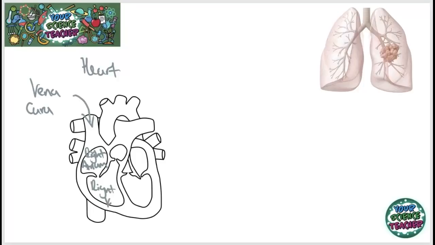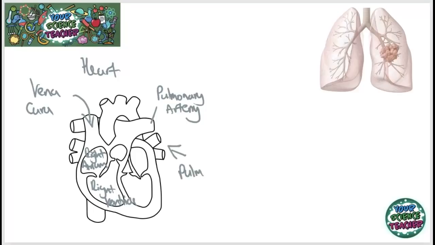And after the blood has been in the right ventricle, it gets pumped to the lungs so that it can become oxygenated. And we call this blood vessel our pulmonary artery. Now, a good way to remember this is pulmonary is another name for lungs. So once it's gone to the lungs, it comes back to the heart through the pulmonary vein.